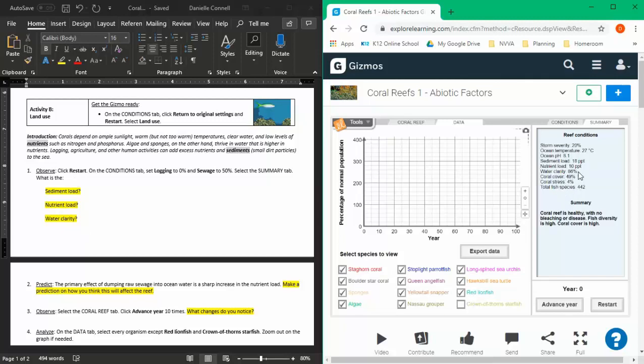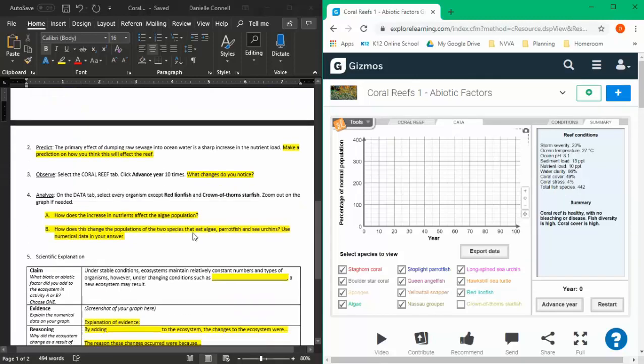And what is the water clarity? Okay, all coming from the summary tab. Pause me if you need to before moving on.